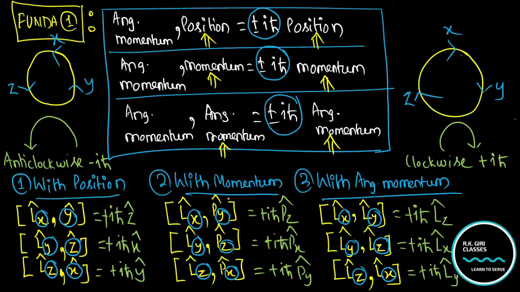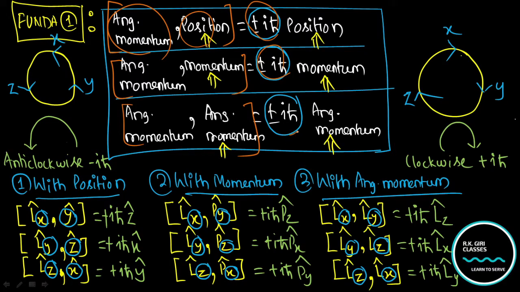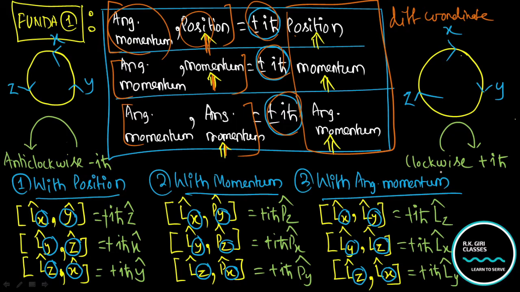That's it. Now coming to the next point, if angular momentum with position, angular momentum with momentum, or angular momentum with angular momentum is there, then you have to put an extra plus or minus iħ. That is, position or momentum or angular momentum, when there are different coordinates, and you have to apply another trick: clockwise plus iħ, anti-clockwise minus iħ.